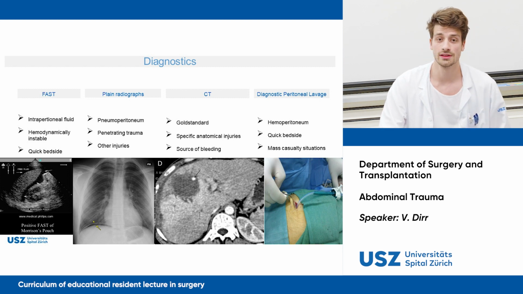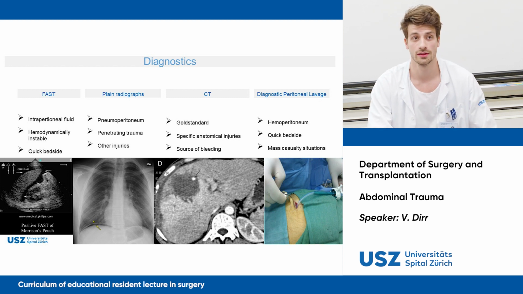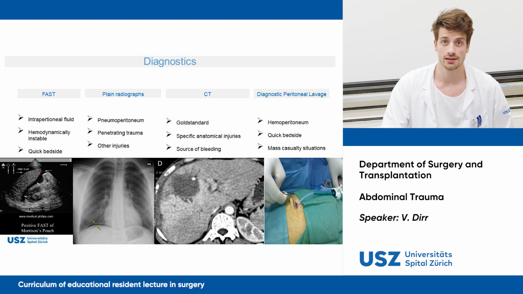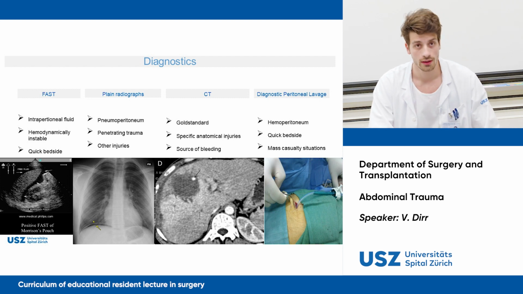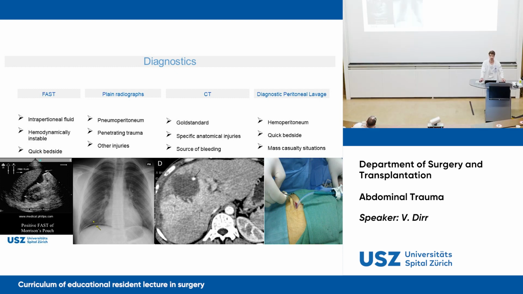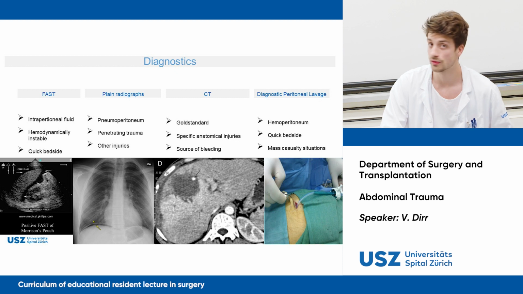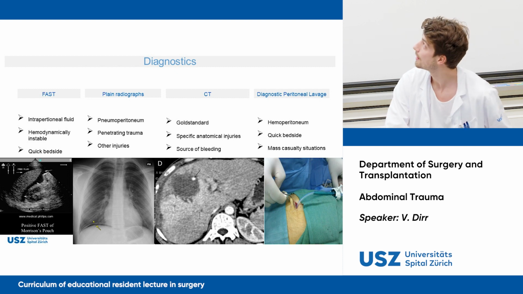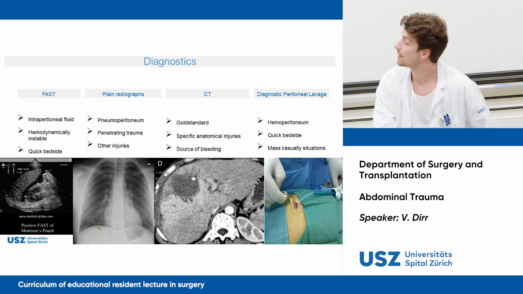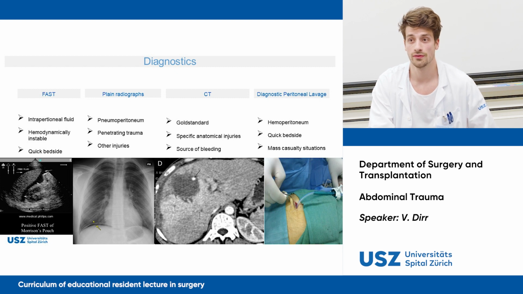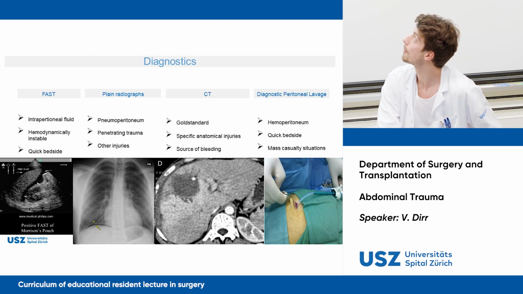So CT is considered the gold standard today in the diagnostics of abdominal trauma. It has a high sensitivity and a high specificity and can help us to identify anatomical injuries, in other things like the source of bleeding. And most of the grading systems are today based on these CT scans, so it can also help us in the management process. Here you can see an active extravasation of contrast into the liver, which indicates an active bleeding.